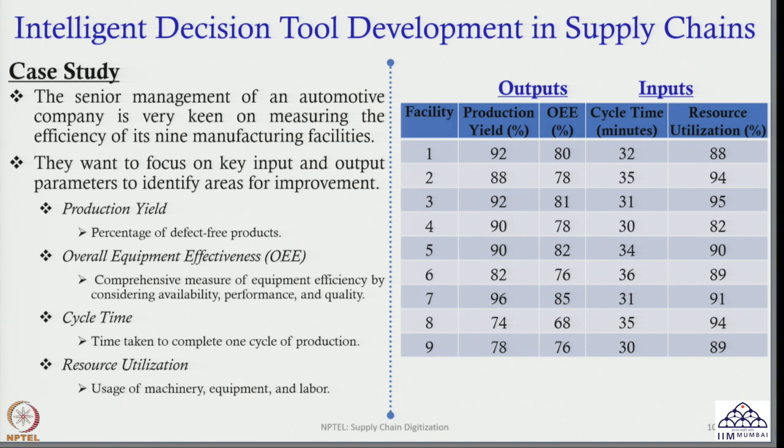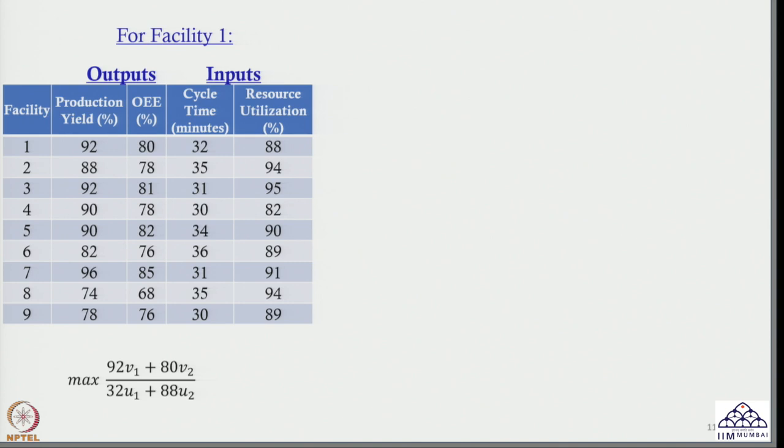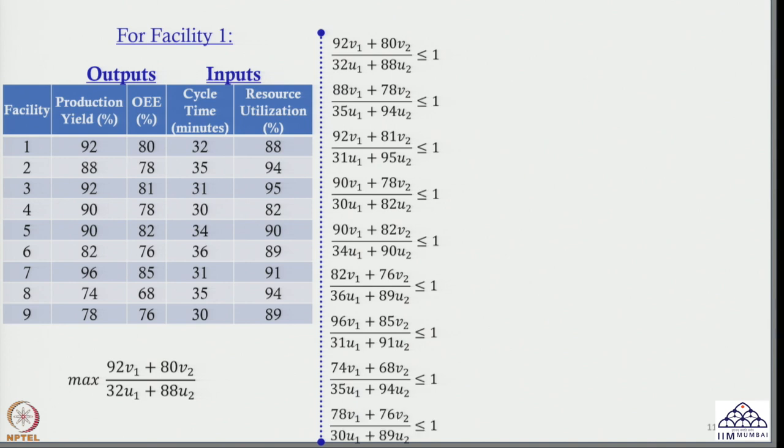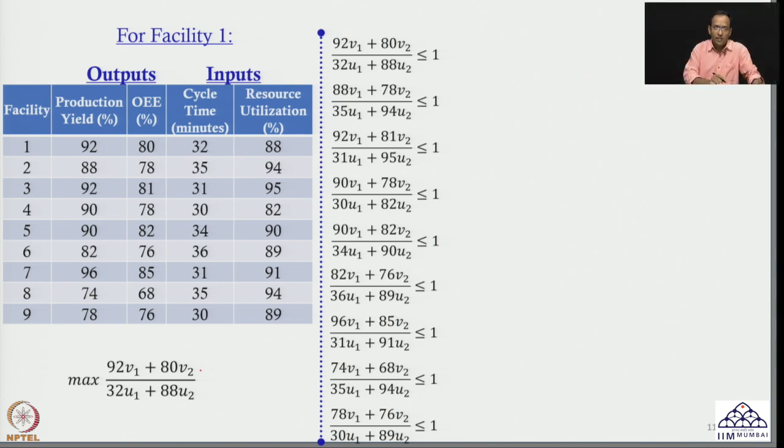With that objective in mind, we developed one data envelopment analysis model. Now if you see the objective function, it is non-linear. Why non-linear? Because my decision variables are there in the numerator as well as the denominator: 92 into V1 plus 80 into V2 divided by 32 into U1 plus 88 into U2. So, it is non-linear.